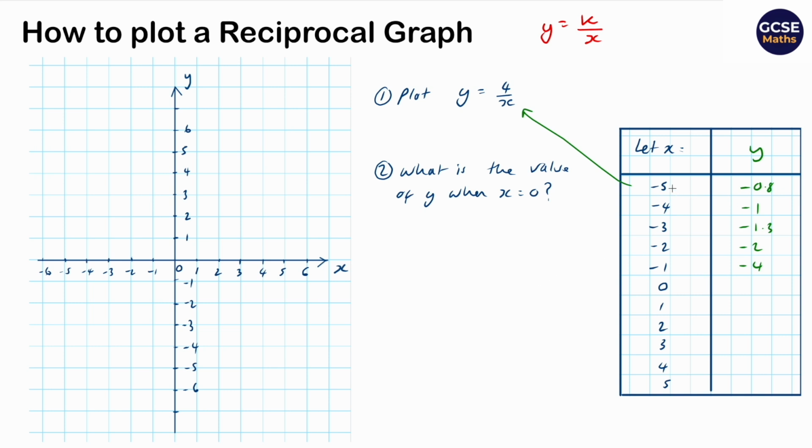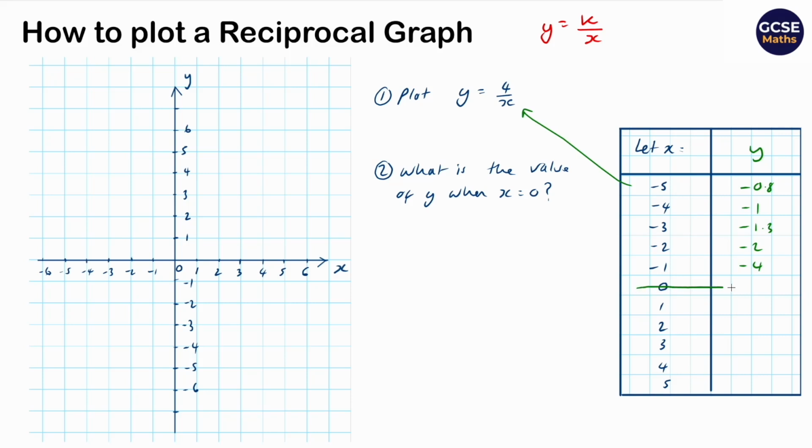I've got when x is minus 5, I get y as minus 0.8, all the way down to when x is minus 1, I get y as minus 4. And hopefully you will recognise that we've got a 0 here. That means we're dividing by a 0, and we can't do that. We don't divide by 0. If you want to try it in your calculator, it won't let you do that. It'll give you a math error.